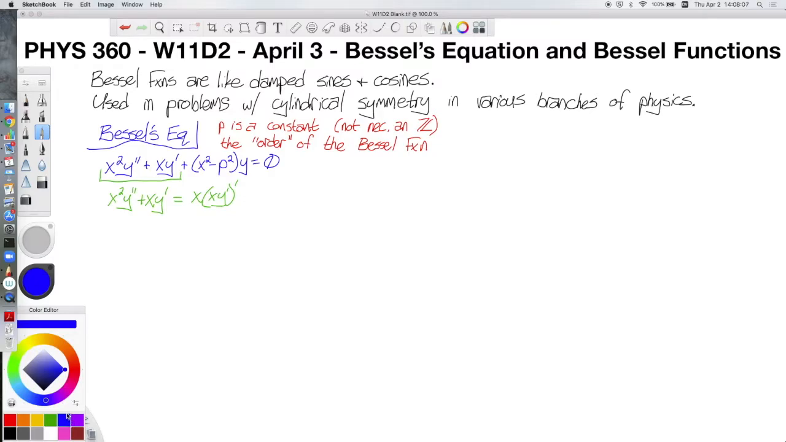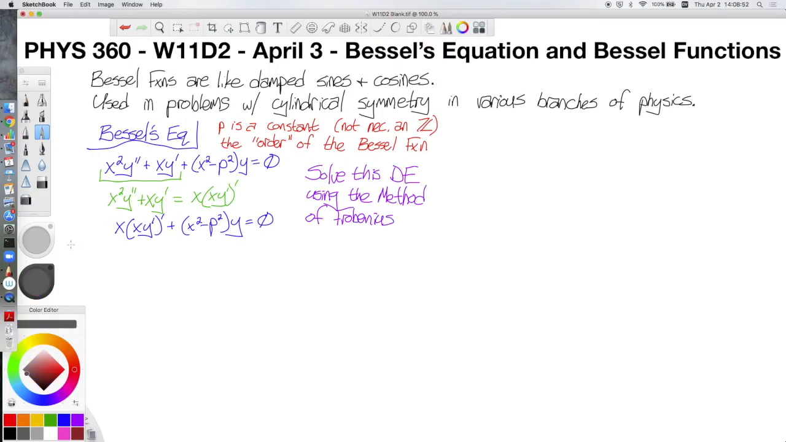This means we can rewrite our original Bessel's equation as x times quantity x y prime, primed, plus the x squared minus p squared times y term, all equals 0. Now we have a differential equation that we want to solve, and we are going to solve this by the method of Frobenius. So let me cordon off some room here, and we can begin.